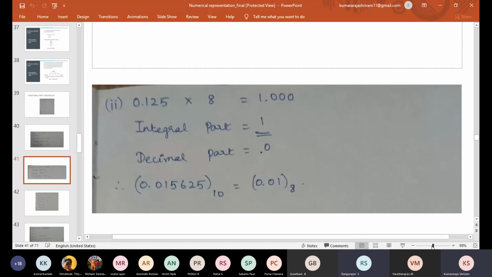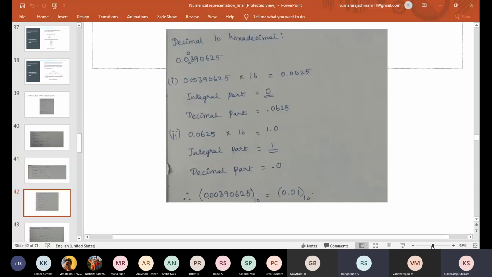The next slide. We are going to convert decimal to hexadecimal. We are taking the example 0.00390625. In the first step, we multiply 0.00390625 by 16, which is equal to 0.0625. The integral part is 0 and the decimal part is 0.0625. In the second step, 0.0625 times 16 is equal to 1.0. The integral part is 1 and the decimal part is 0. As we reach decimal part 0, we get the answer: 0.00390625 to the base 10 is equal to 0.01 to the base 16.